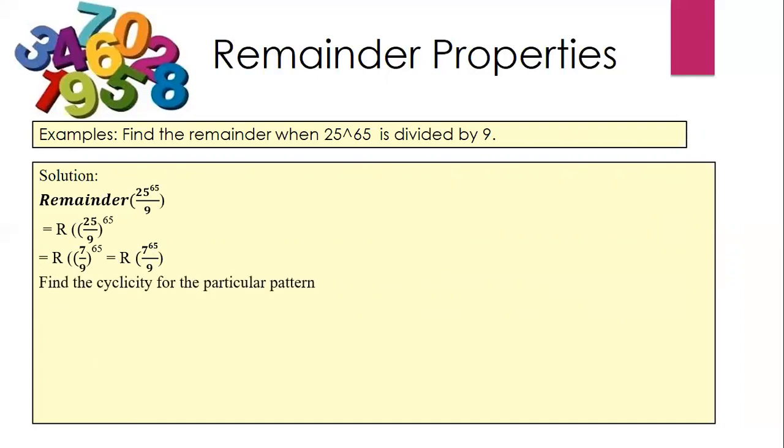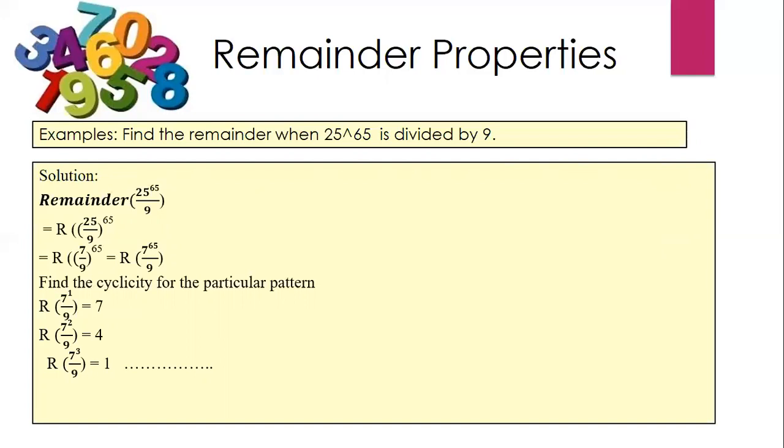Going from the lower powers, 7 power 1 when divided by 9, the remainder is 7. Next, 7 square is 49, and 49 divided by 9 leaves remainder 4. Now for 7 cube divided by 9, I don't want to find 7 cube and then divide by 9. I can just multiply this remainder by 7 and divide by 9, because we know remainders can be multiplied. So 4 into 7 is 28, and 28 divided by 9 gives remainder 1.